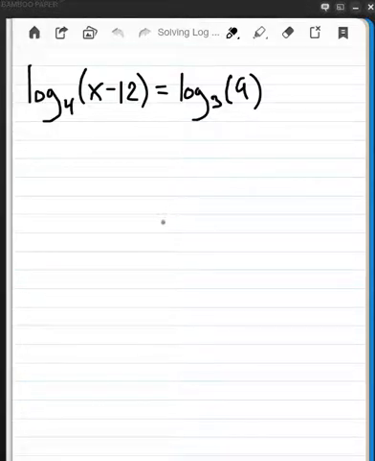Alright, we're going to do one more. Here we have a log equal to a log, but notice that the bases are not the same. What that means is we cannot set x minus 12 equal to 9. Instead, we have to find some other way of solving this log equation.